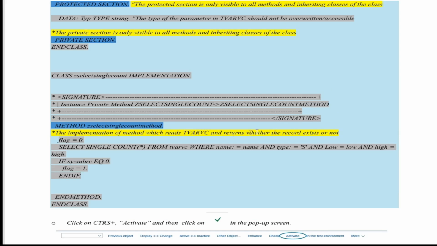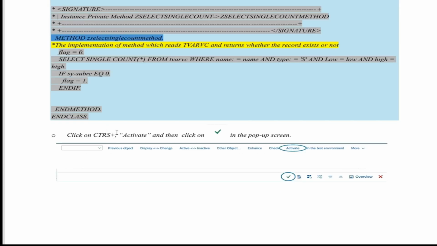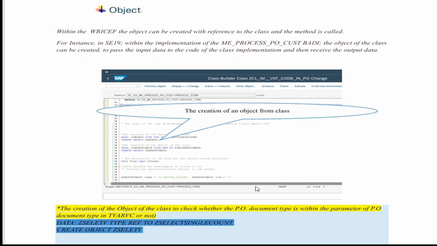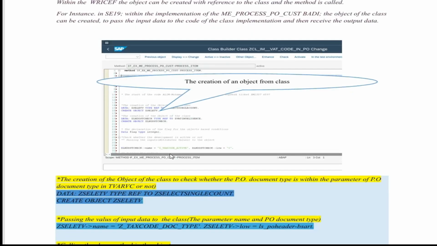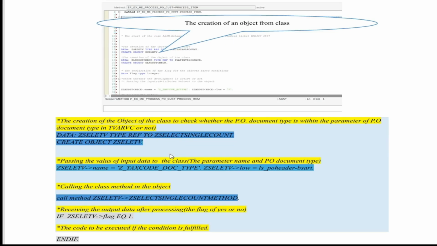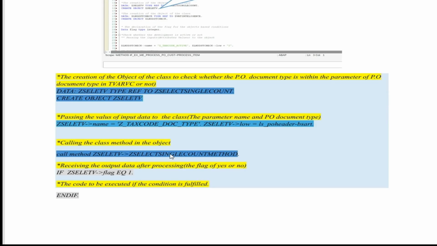Here, you see the method is created as well. Then Control S to save, you click on Activate. So now the class is created. The object: how we call the class with its own contents in our code. As an example, we are writing the code within the body of ME process PO cost. So here in this shell, we are going to call the class, but we call it through creating an instance of it, which is an object.